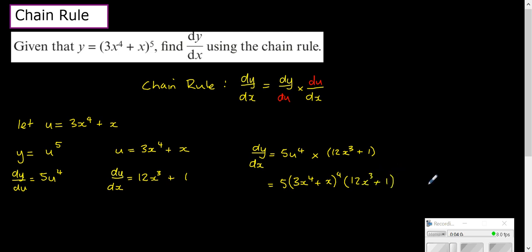And that's our derivative. Now the way that we'd commonly write that, I suppose, would just be to say 12x cubed plus 1 multiplied by 3x to the 4 plus x to the power of 4, just to make it very clear that this bracket has a power, because sometimes it can get a bit muddled in the middle, but it's the same expression.